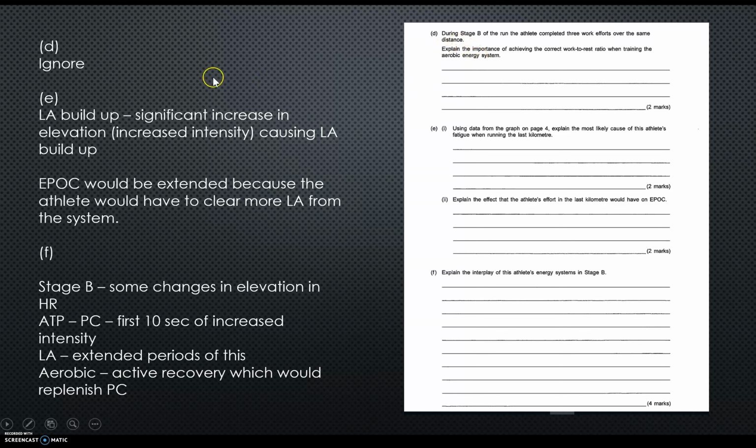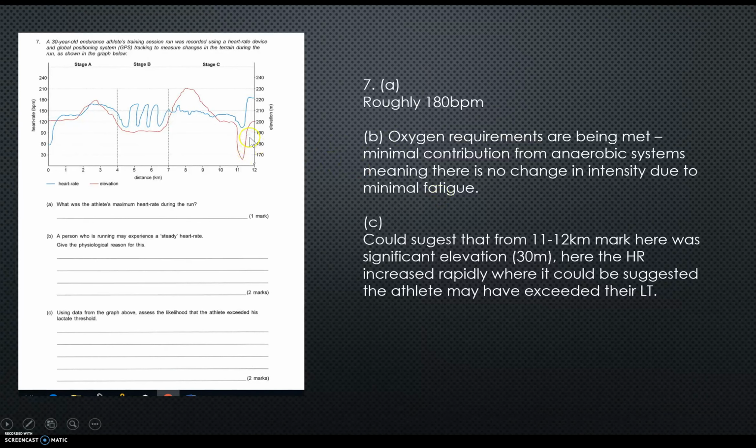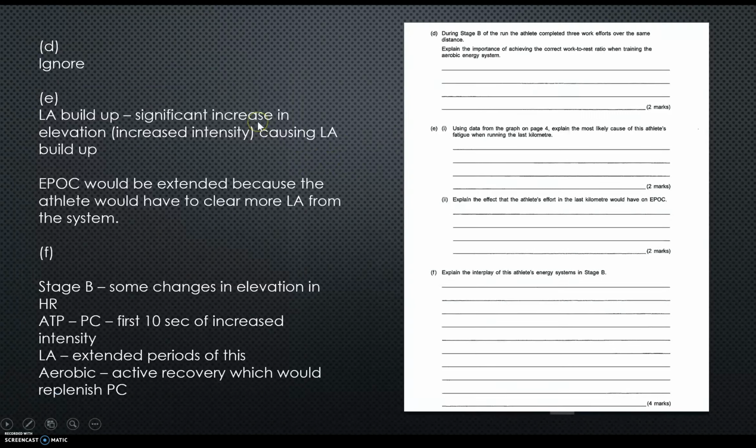Ignore that D. E, if we're looking at the athlete's cause of fatigue in the last kilometre, the increase in elevation could be a cause of fatigue because we'd have to use the lactic acid system more as the increase in the elevation happened. And then explain how the athlete's effort in the last kilometre would affect EPOC. So the EPOC would be extended.